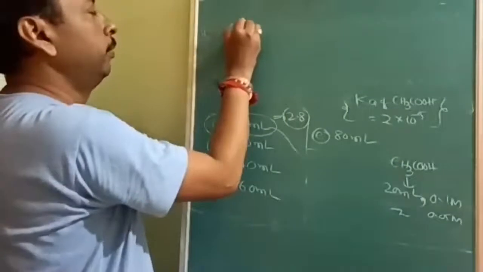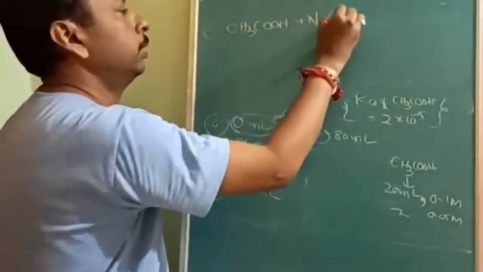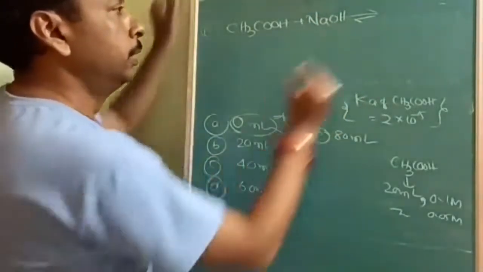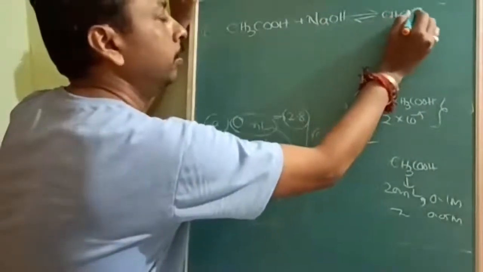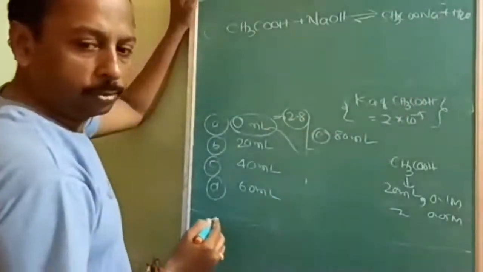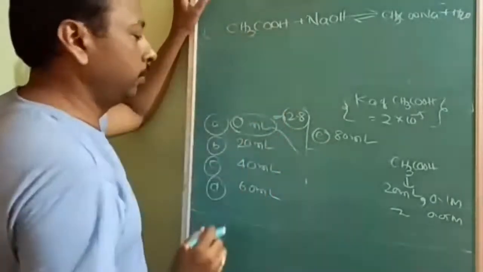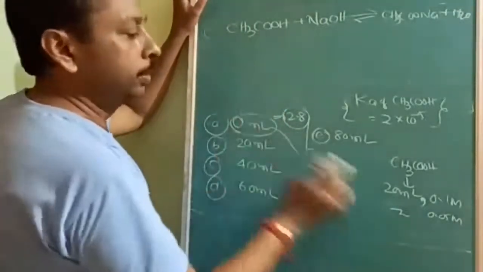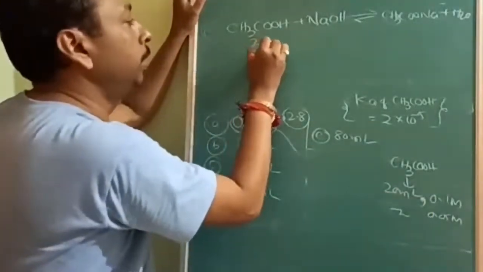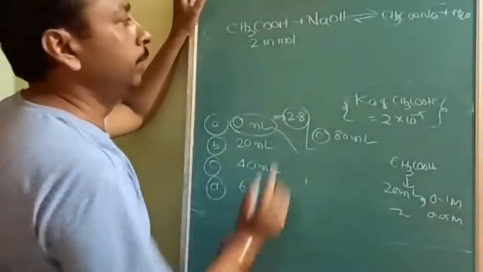Now listen carefully. So CH3COOH plus NaOH. Acid plus base will give you salt, CH3COONa plus H2O. Is this clear to you? Any doubt in this? Now CH3COOH, how much is it? It is always 20 into 0.1, so this is 2 millimoles. How many millimoles? 20 into 0.1, it will be 2 millimoles.